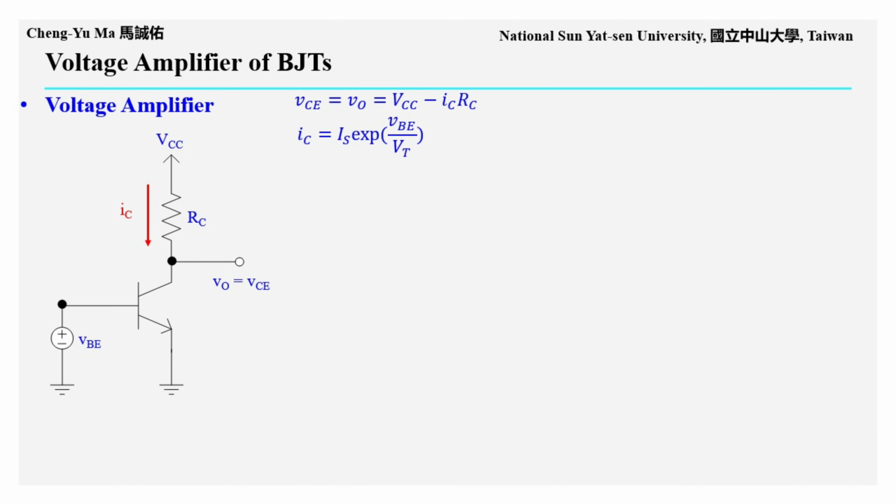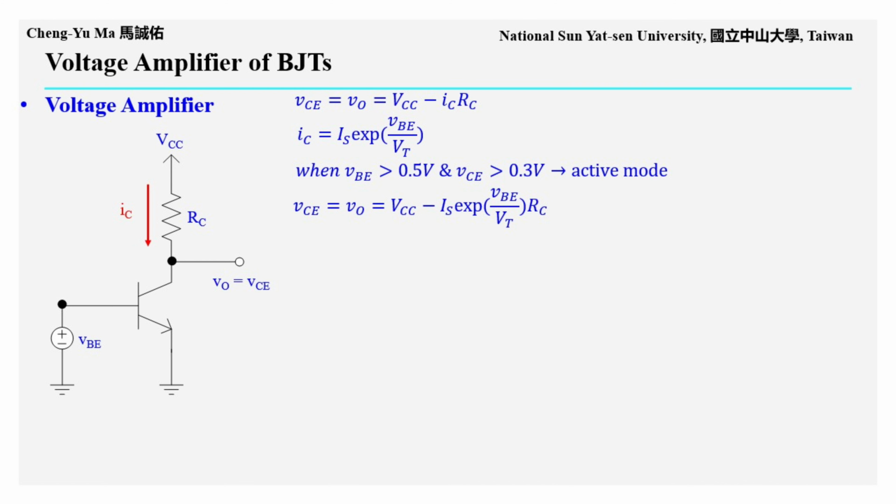After introducing this BJT amplifier by using the transfer characteristic curve, we now calculate its voltage gain from the mathematical equations. As mentioned earlier, the output voltage VCE equals VO, and it is VCC minus IC times RC. The collector current IC is IS multiplied by the exponential of VBE over VT. Under the conditions VBE greater than 0.5 volts and VCE greater than 0.3 volts, the BJT operates in active mode. Therefore, VCE equals VO, which equals VCC minus IS multiplied by the exponential of VBE over VT, multiplied by RC.